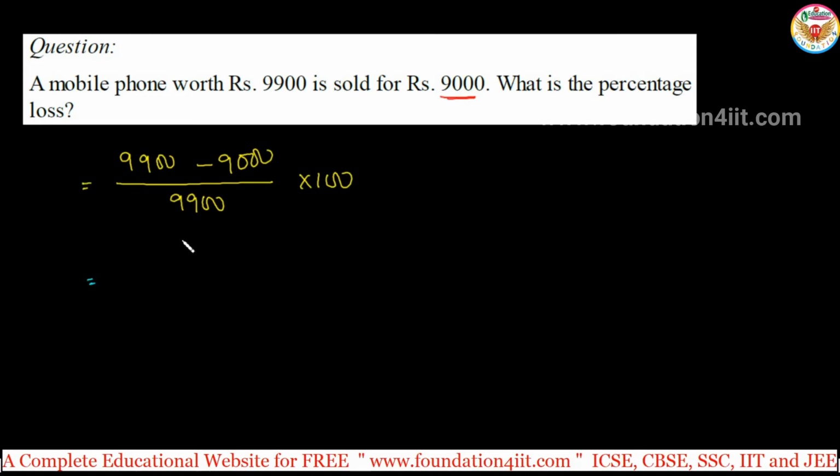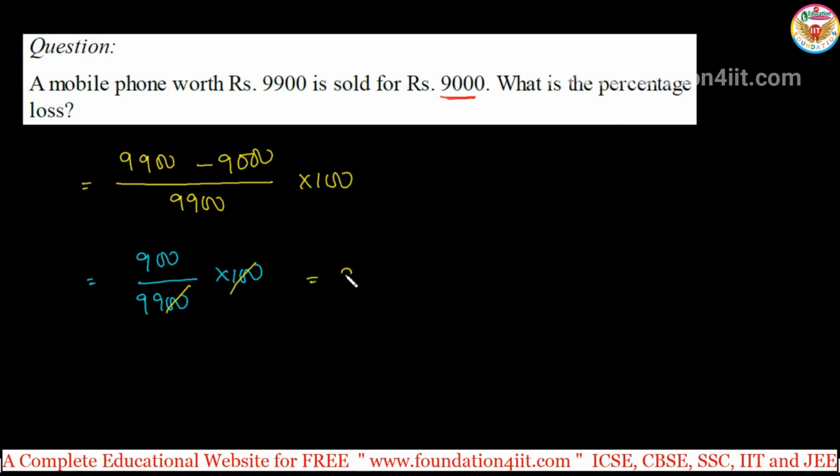Okay, 9,900 minus 9,000. So it's 900 by 9,900 into 100. Okay, so cancel the zeros and the 100. 900 by 99. So 9.09 percentage. 99 tens is 990. This is 900. 9.09 we will get. So this is the loss percentage.